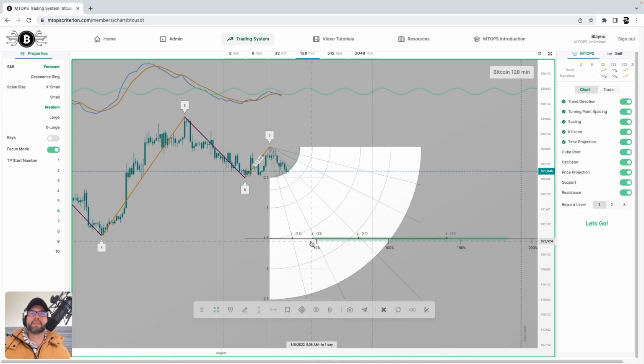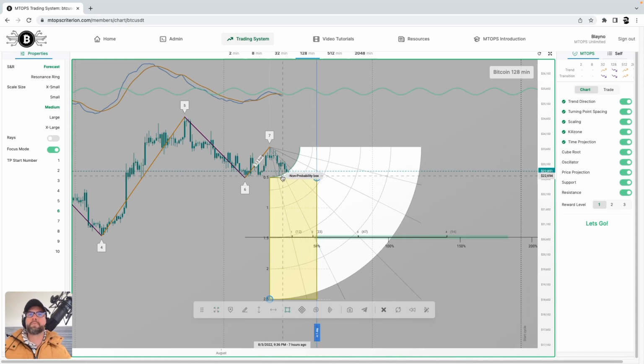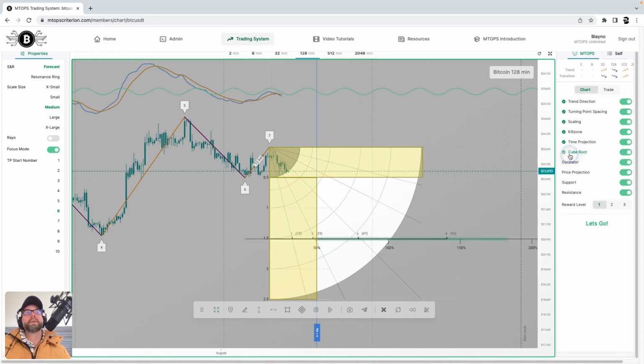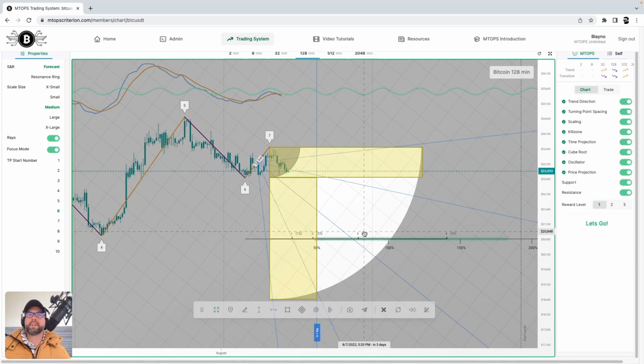The time projection, I'm going to start looking into this region onwards for our price to form, which means that I'm going to just block out this area of probability for the next turning point to form. And I'm also going to block out where price has already been, giving us this area of probability to work with. All right. Cube roots, don't worry about that for now. Oscillator switch down, price projection. Let's have a look real quick.